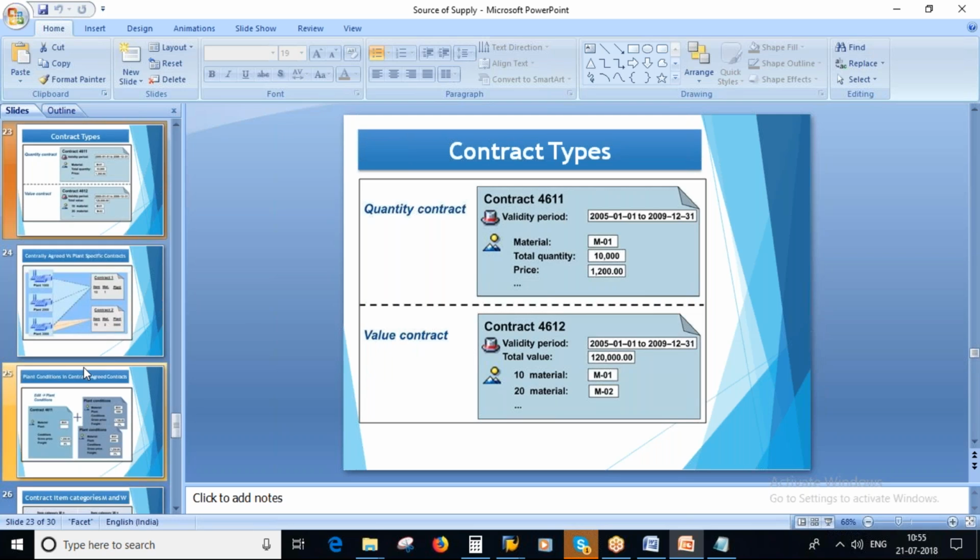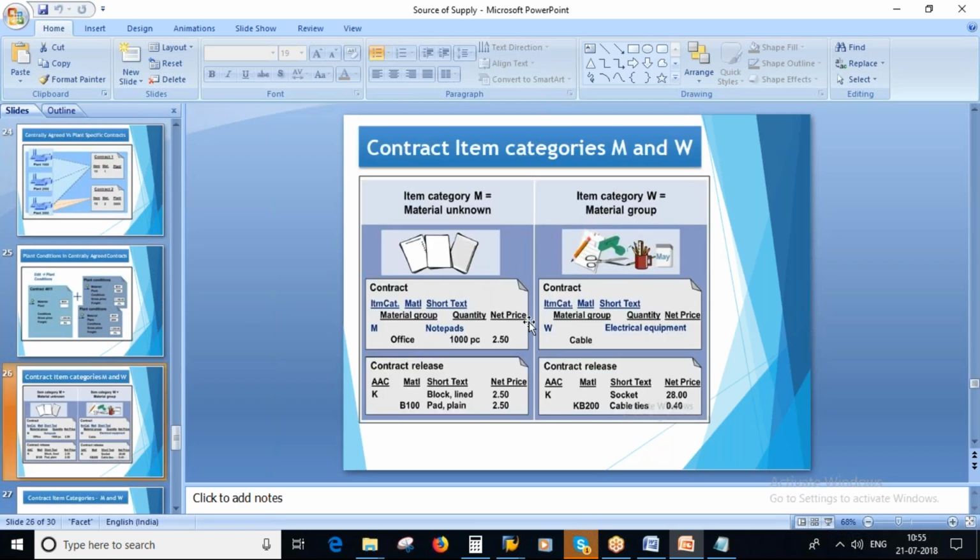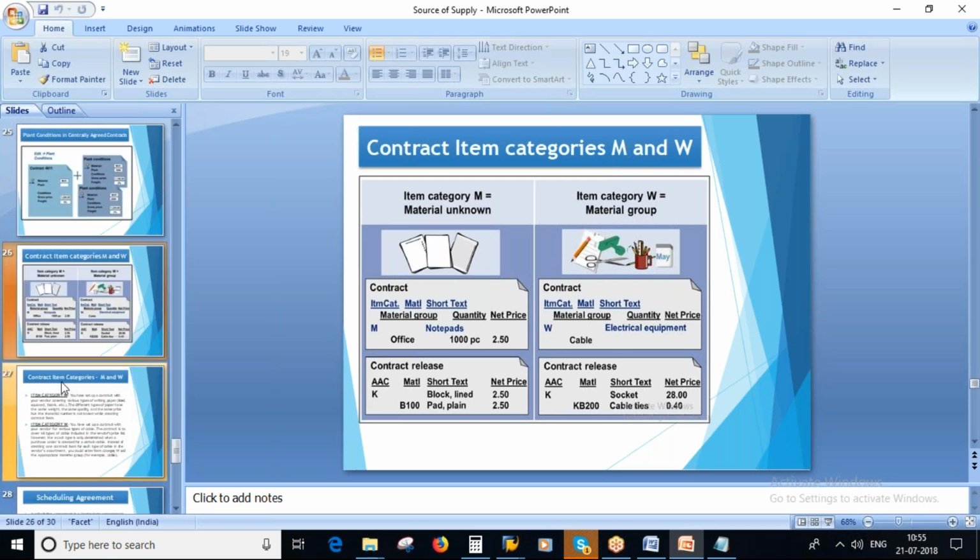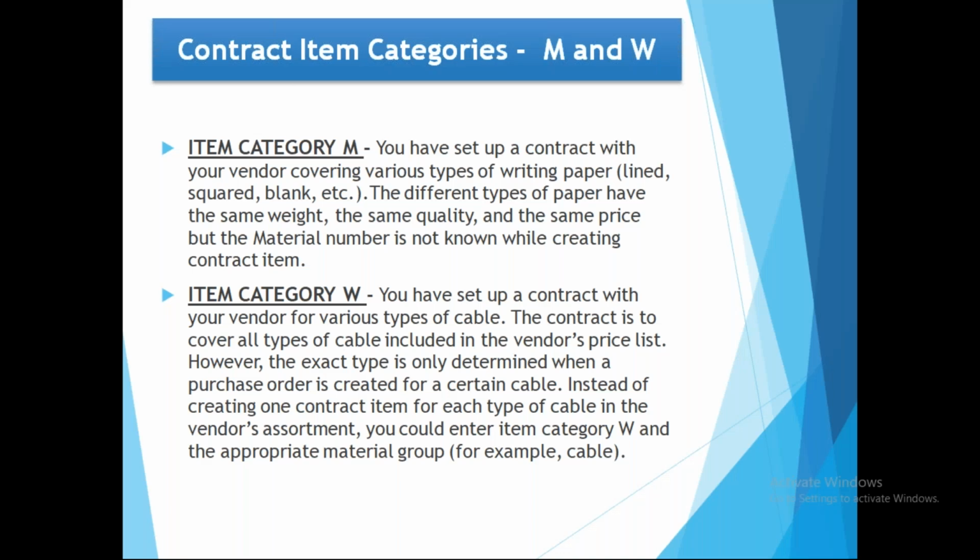Now the next one we will be discussing is creating contracts for the item categories M and W. I'll show you this. What is this M and W? We already discussed in our previous class what an item category is. Here, M means you have set up a contract with your vendor covering various types of writing paper. In your company you use various writing paper: lined, squared, blank, etc. But the different types of paper have the same weight, same quality and same price.